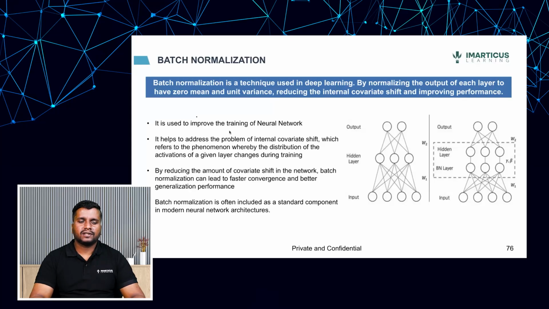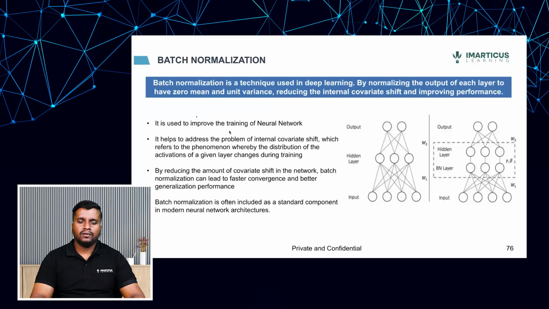So batch normalization is used to improve the training of the neural network. As we know, a neural network has multiple neurons, multiple hidden layers, and input layers, so there is a computation challenge all the time. So it is always better to normalize the data and reduce the data complexity. It helps to address the problem of internal covariate shift.